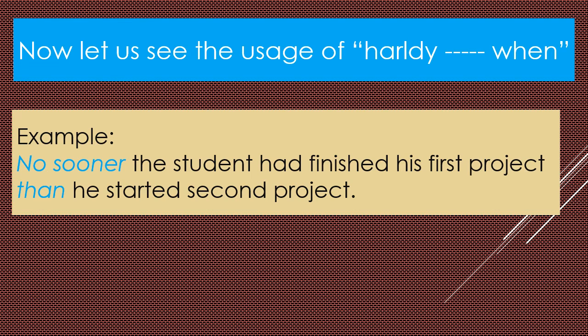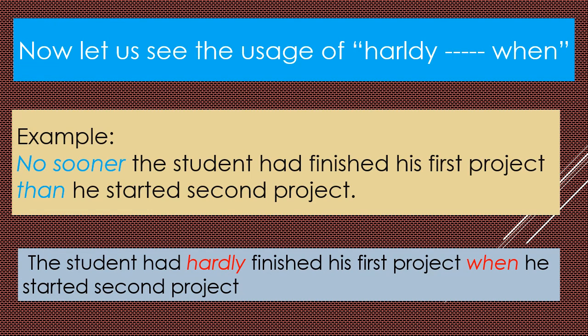Look at that one, same example that we have prepared with the help of no sooner. No sooner the student had finished his first project than he started second project. Here no sooner than is used. Now how can we use hardly when in the same sentence? Let us see. The student had hardly finished his first project when he started second project.